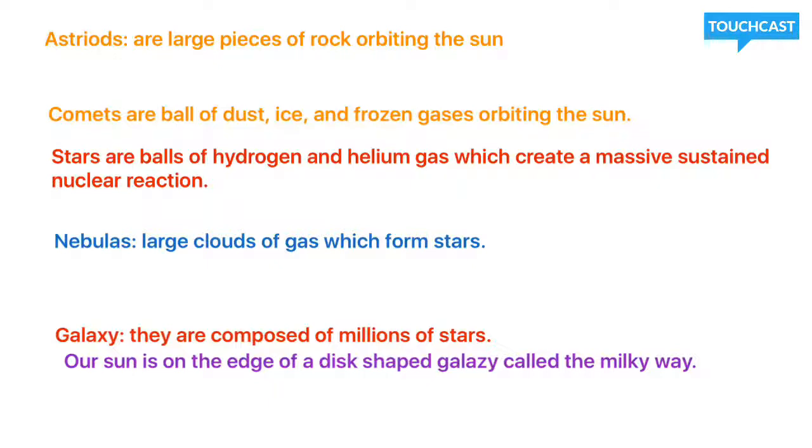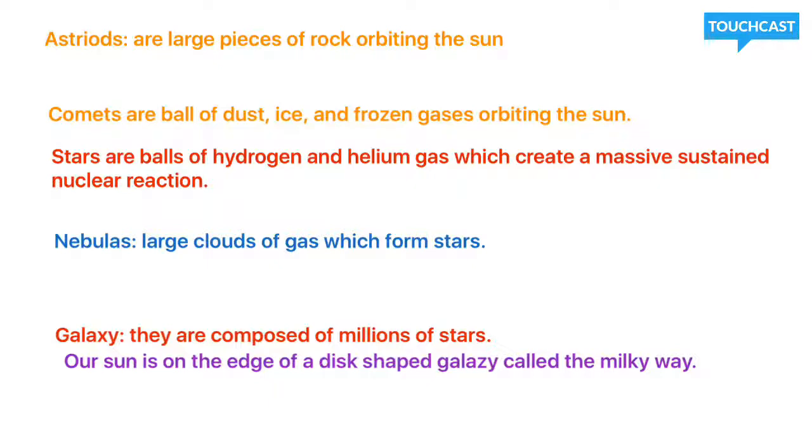Well, first off, we have asteroids. They're basically just large chunks of rock. They're orbiting the sun. Most of them are found between Mars and Jupiter, kind of out there in the asteroid belt.